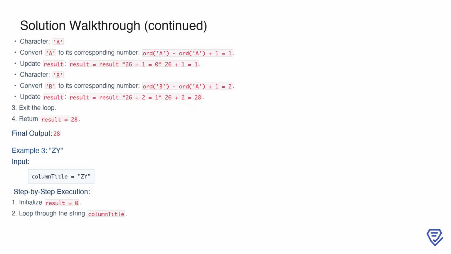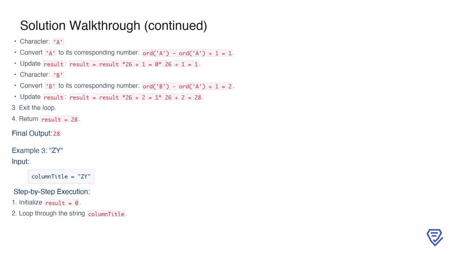Now, let's look at a more complex example where the column title is AB. Again, we start by initializing result to 0. The first character we encounter is A. Its numerical value is computed as ORD plus 1 equals 1. We update the result using the formula result equals result * 26 + 1, which gives result equals 0 * 26 + 1 equals 1.